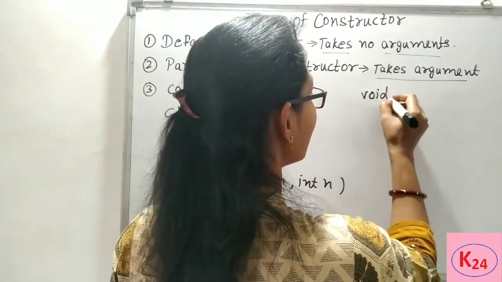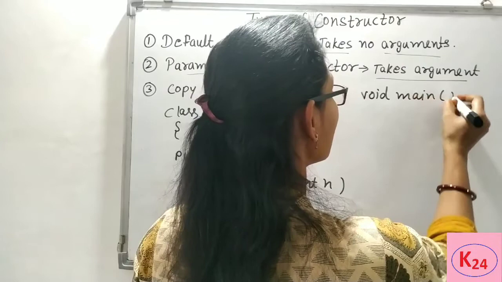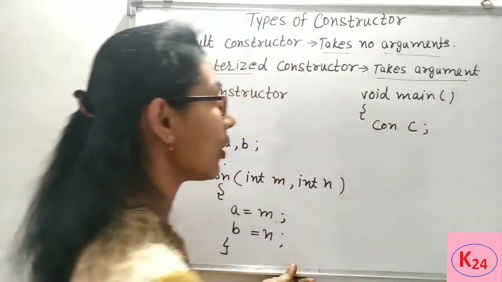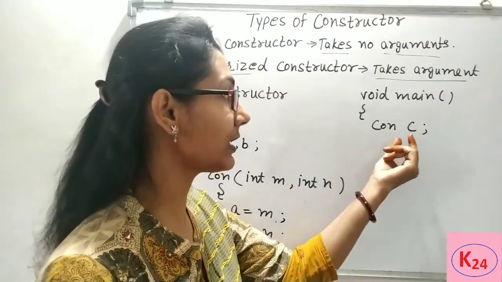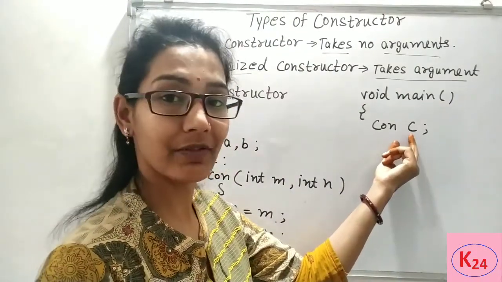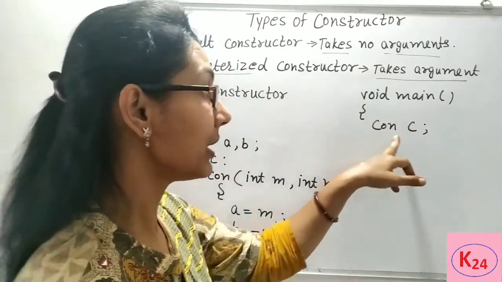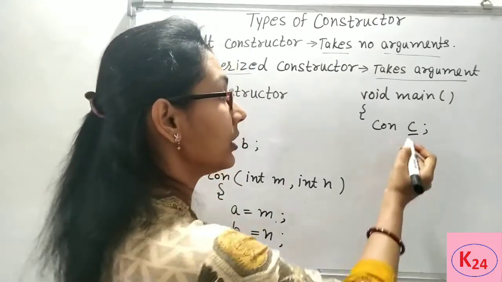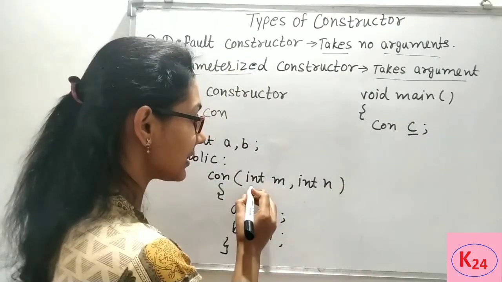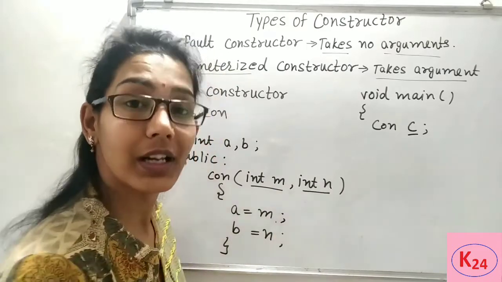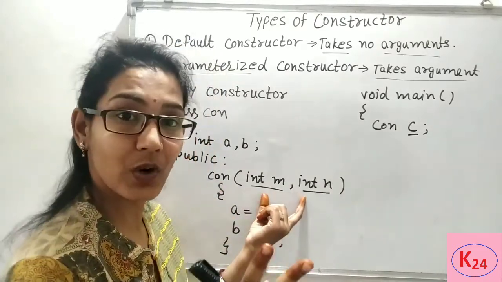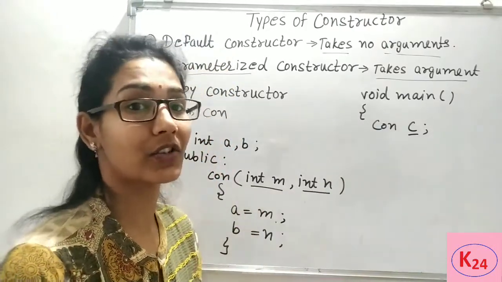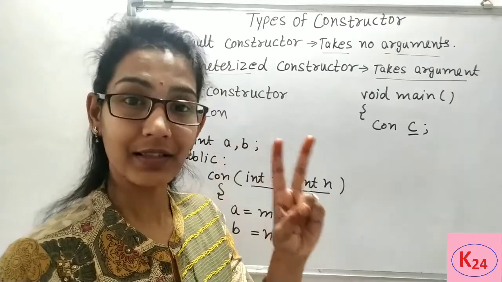Now the change will be there in the main function. Suppose we are creating the object C. Now in the default constructor we know that when we create the object, the compiler will call the default constructor, but this time the parameterized constructor will not be called automatically because we have to pass the initial values to the constructor. Here we are passing two arguments, so we have to pass the values in the constructor function. We can pass the values in two ways.